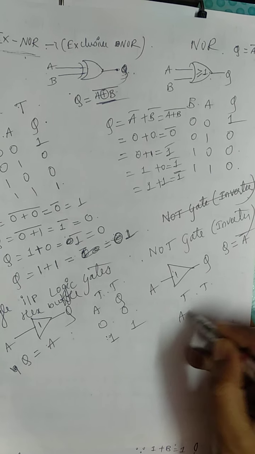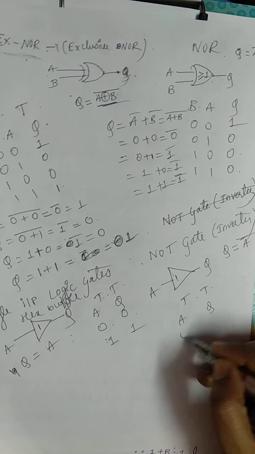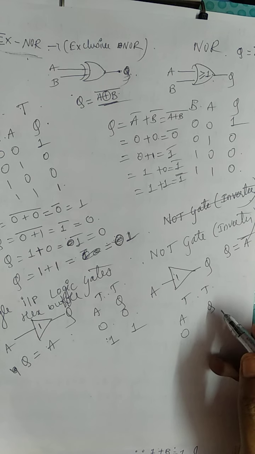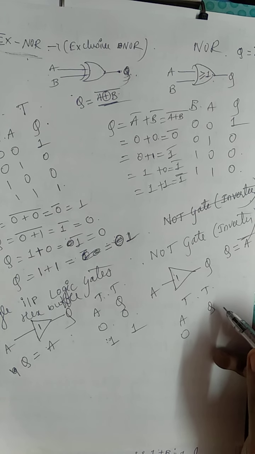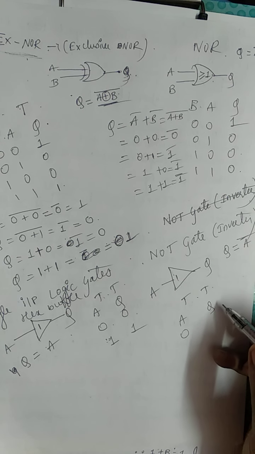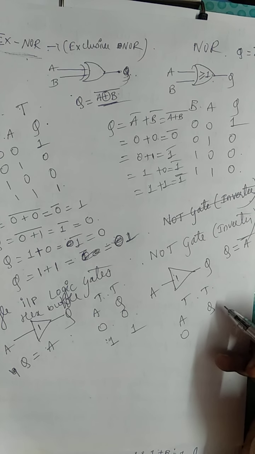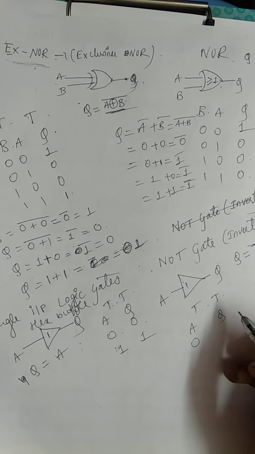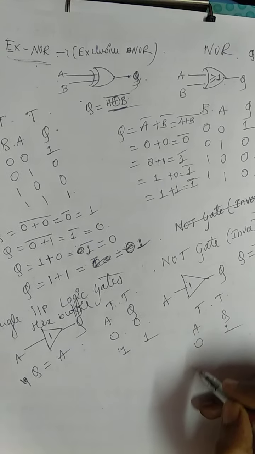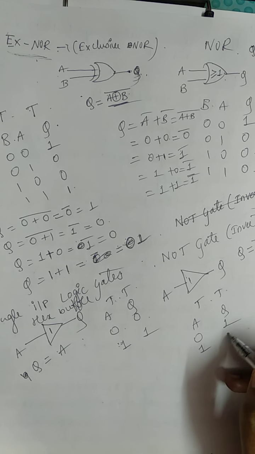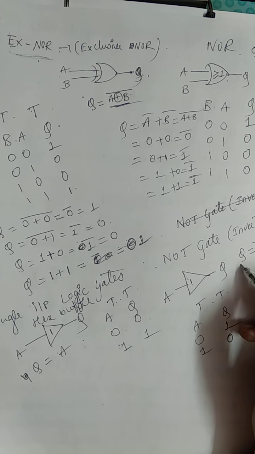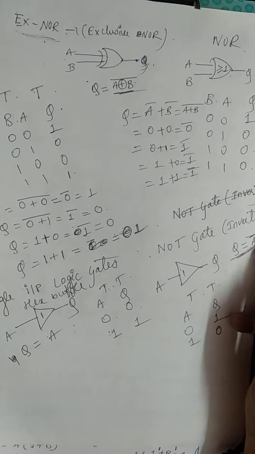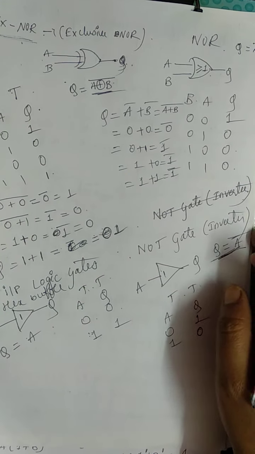If we give A as 0, then what will the NOT gate give? If it is 0, it will be 1. If it is 1, it will be 0. Because the function of this Boolean expression is Q is equal to A bar.